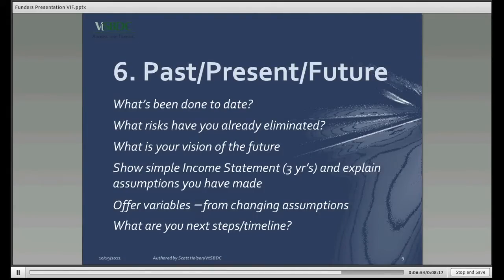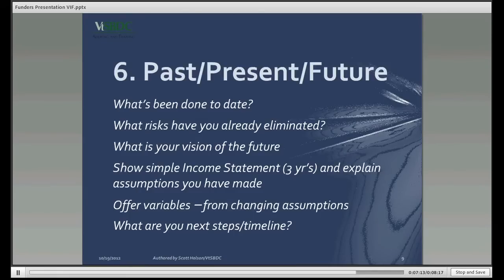Plus you need a super abbreviated income statement. Just 3 to 5 years will suffice and only show sales, costs all rolled up into one item, and earnings before interest and taxes. Lastly, and this you can explain verbally, what are your next steps or timeline?